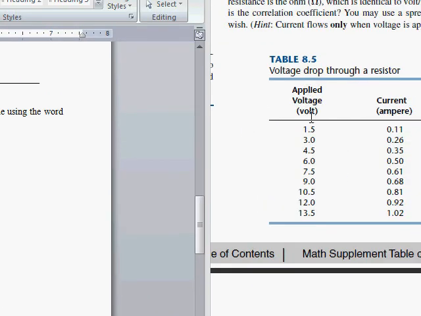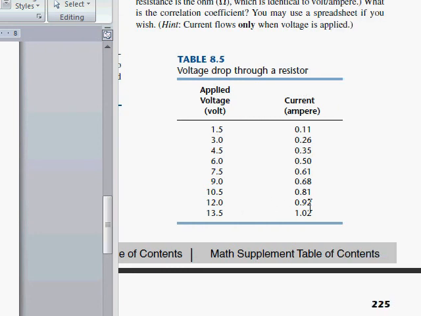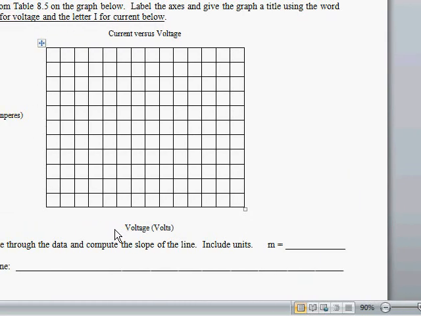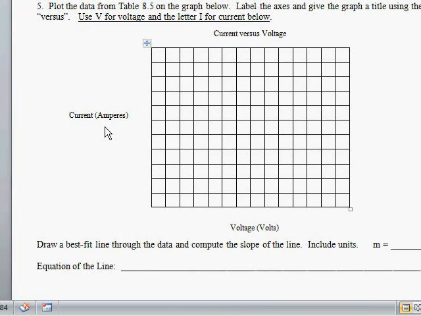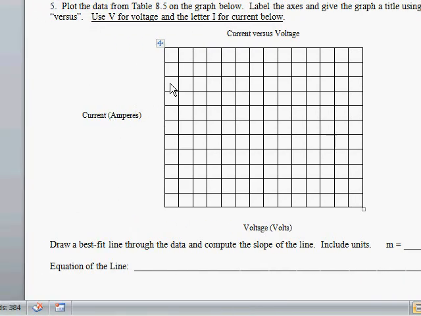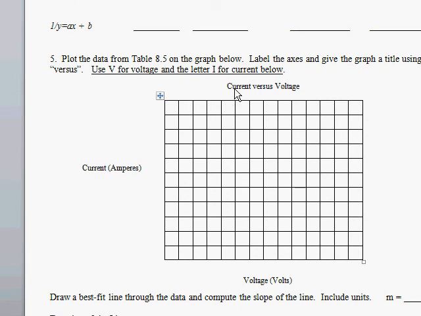You'll notice that this is the voltage in the first column, and the current is dependent upon the voltage. So as you increase the voltage, the current responds to that. That means that this has to be along the x-axis and this has to be along the y-axis, because this is the independent variable here and the dependent variable here. So make sure that you give the graph a title, current versus voltage.